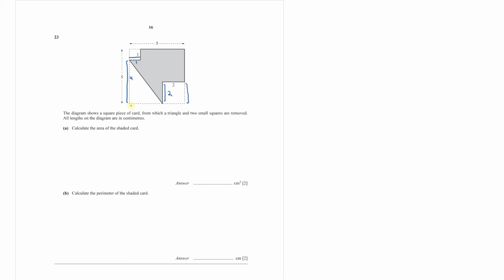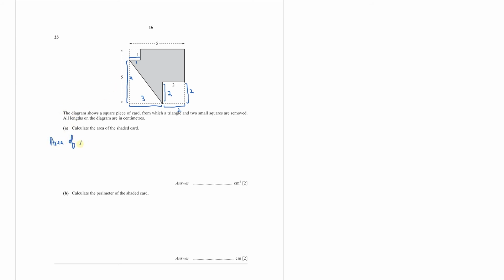And to get this length, we know this whole length is 5 and this length is 2. Since this whole length is 5, this will be 5 minus 2, which is 3. So now I can compute the area of the shaded region.